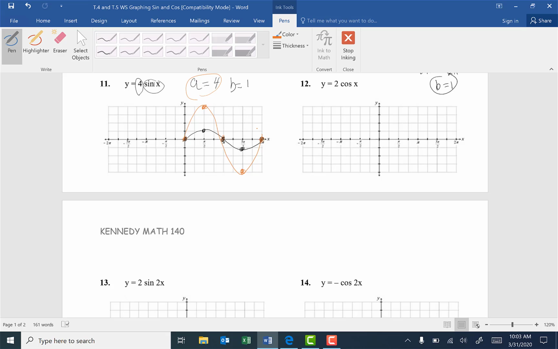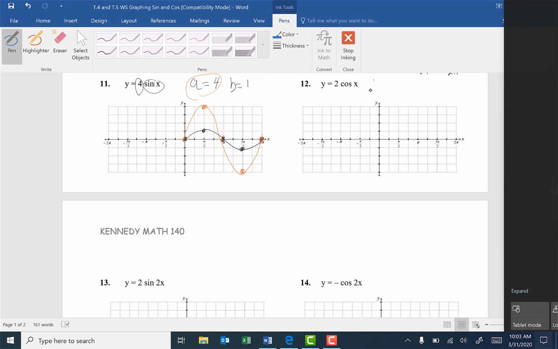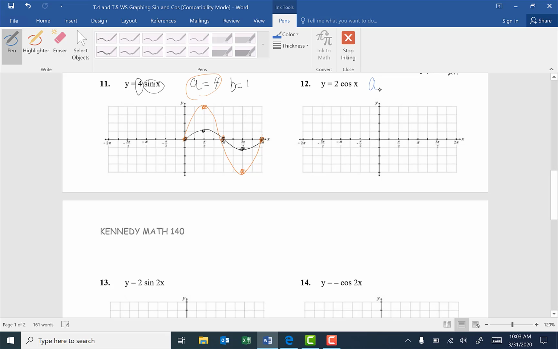So 12 we have, let me erase this information here if I can. Okay, and we'll go back to our pen and do a different color here. Y equals 2 cosine x. A is equal to 2. B is equal to 1.